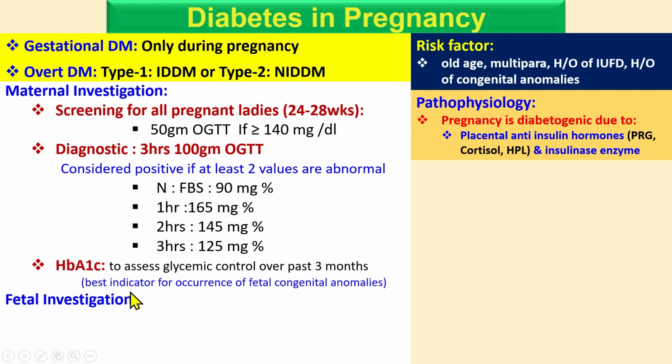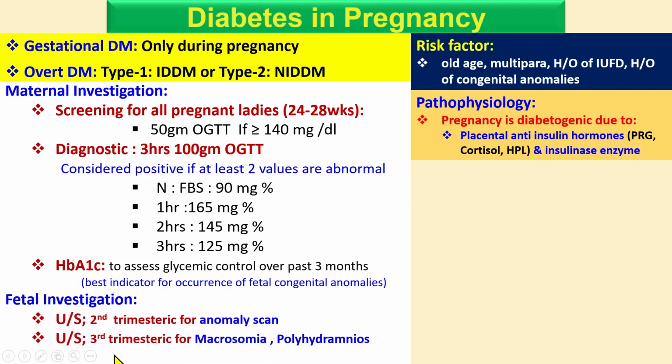It's the best indicator for the occurrence of fetal congenital anomalies. To check for fetal anomalies, you go for ultrasound in the second trimester for anomalies, and in the third trimester for macrosomia or polyhydramnios. Also assess the fetal well-being, because it's important to check the fetal growth and what is going on with the fetus due to diabetes.